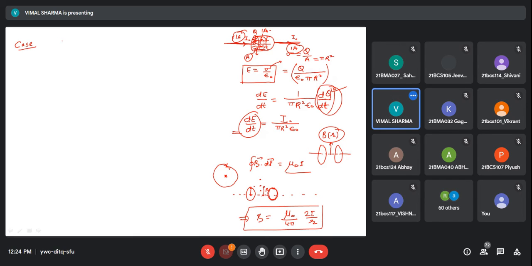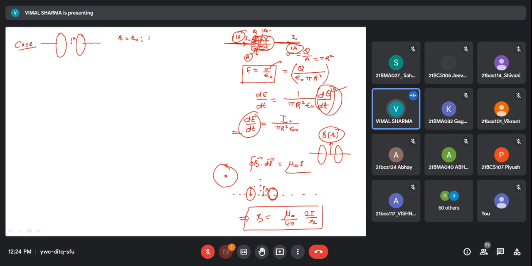Case 1 means, this is my first circular capacitor plate. I have another; these are parallel capacitor plates. Here this is the center, and my first observation point is this, which is at distance r_a. Let me call this point A, small a. So the distance R is equal to r_a.